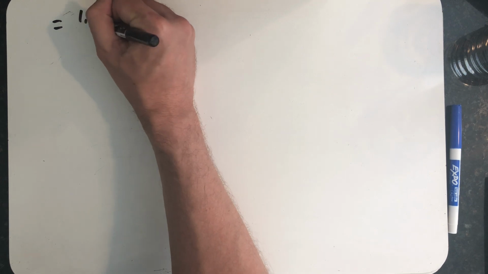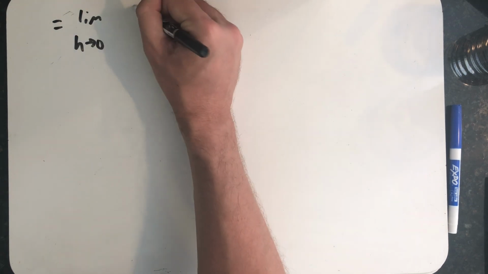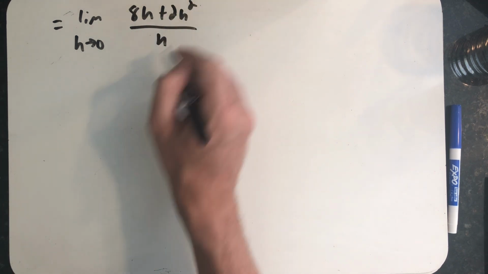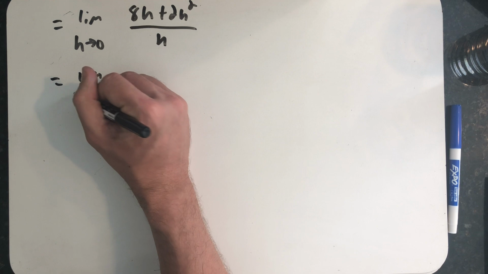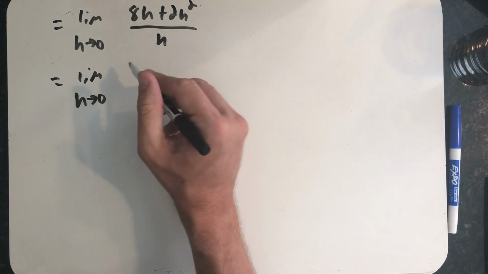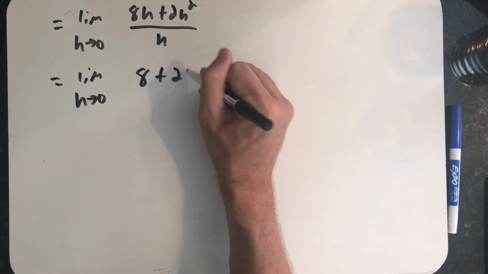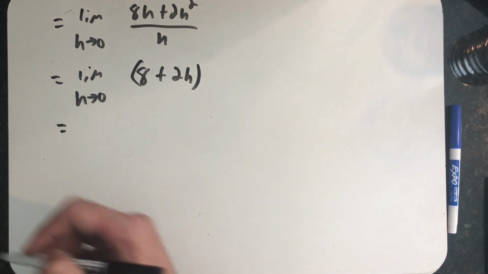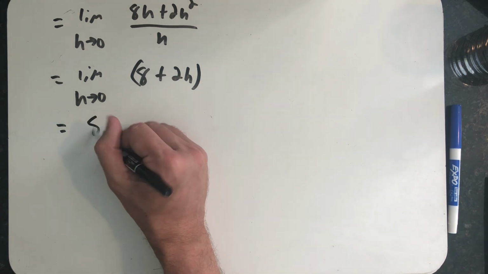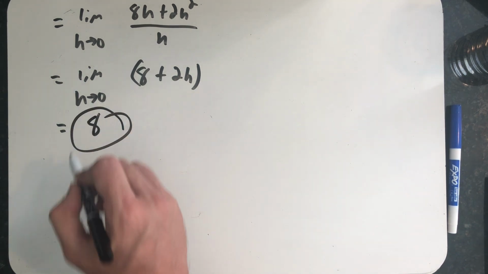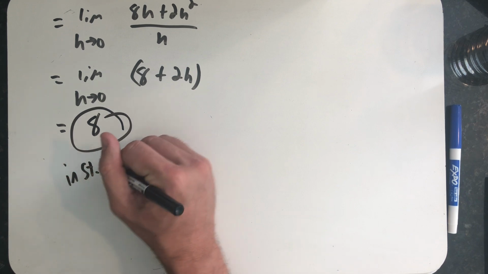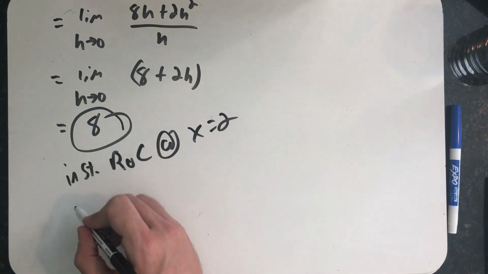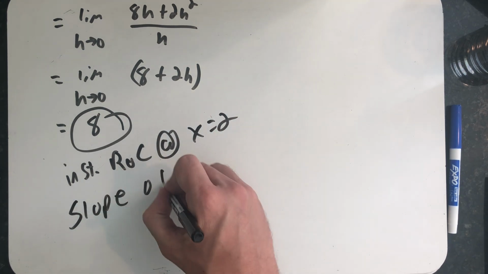So that would be equal to the limit as h approaches 0 of 8h plus 2h squared all over h. I can divide out an h. And now, that's a nice happy polynomial expression in h. I can just substitute that 0 in, and the limit is 8. All right, that's my instantaneous rate of change at x equals 2. It's also the slope of my tangent line.